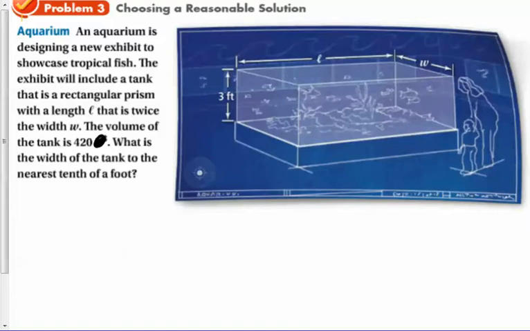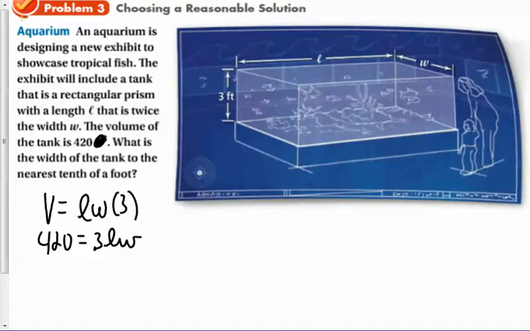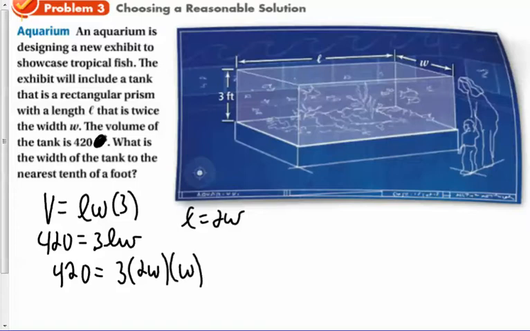So when we talk about volume, we're talking about length, width, and height. So volume is L times W times 3. The volume they gave us is 420, so 420 equals 3LW. But when you look at it, it says the length is twice the width. So L is 2W. If I plug that in, I get 420 equals 3 times 2W times W. So now what I have is 420 equals 6W squared.